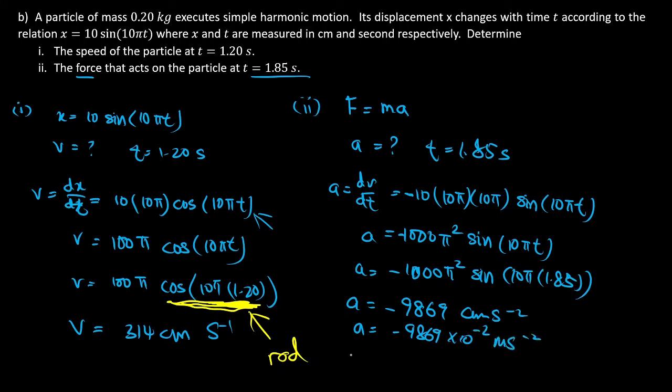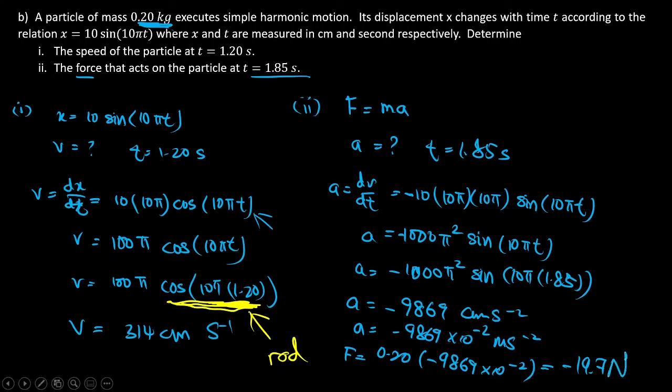Substitute inside F equal to ma, so your m is 0.20 kg, which is mentioned in this part. So you have your 0.20 as your m, then you substitute 9869 times 10 to the power of negative 2, then you will get your answer as negative 19.7 Newton. Okay, so that's it for this question.